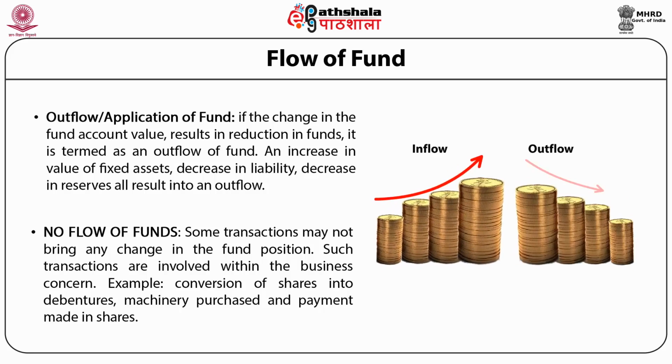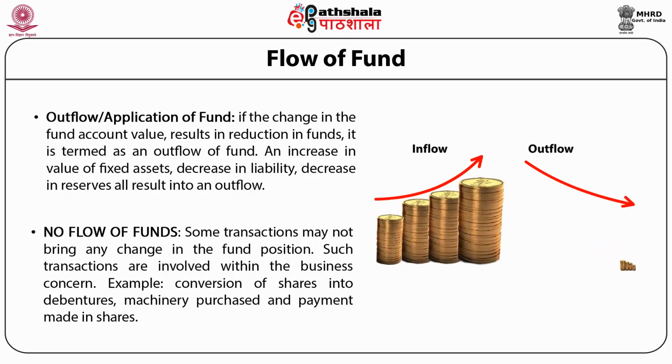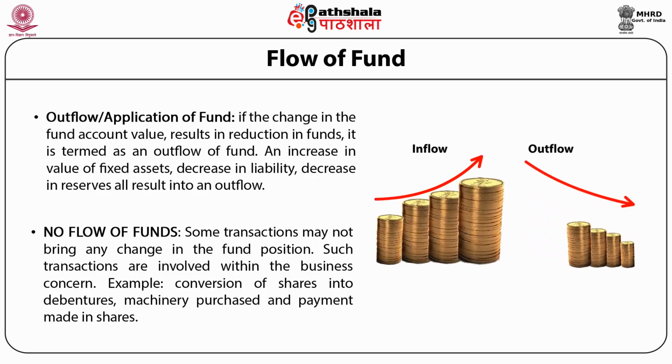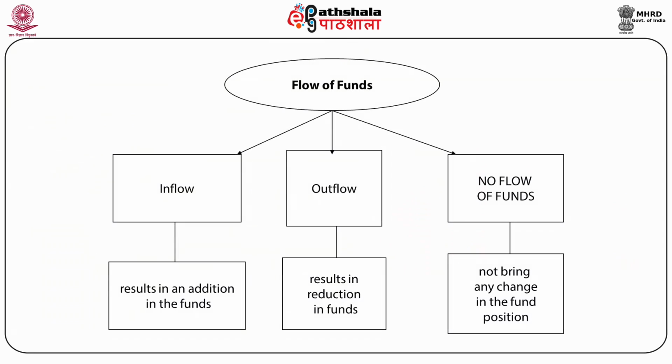When shares are converted into debentures, there will be no inflow or outflow of funds. Further, when machinery is purchased by making the payment in shares, there is also no flow of funds. This figure shows the flow of funds. It is revealed from the figure that the flow of funds can be divided into three parts.